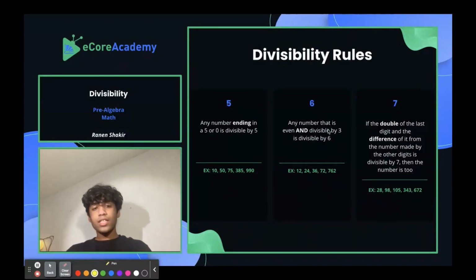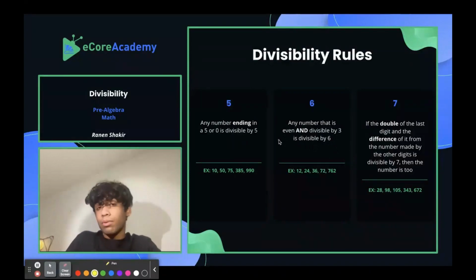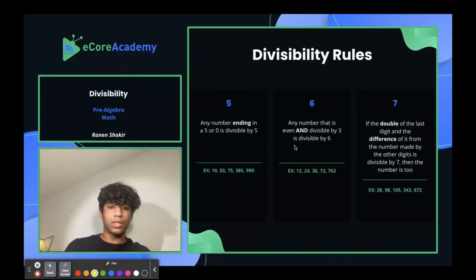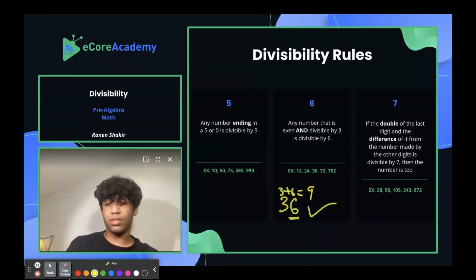Okay. Next is 6. 6 is any number that is even and divisible by 3. So what this means is that the number has to be even and divisible by 3. So you can figure out a number is divisible by 6 if you first figure out if it's even. For an example, let's use 36. If it ends in an even number, we know it's even. And we know this is divisible by 3 because 3 plus 6 is 9, and we know 9 is divisible by 3. So this number is also divisible by 6 and 3.